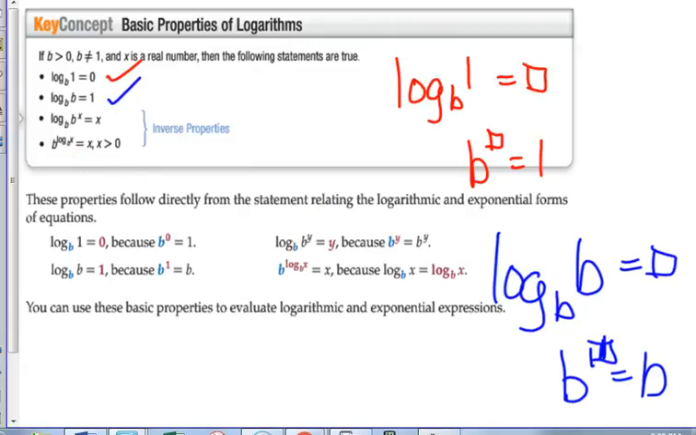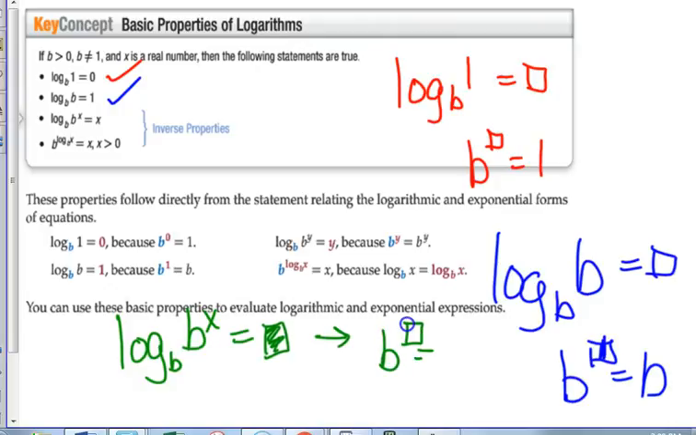These next two, students just kind of memorize that they cancel each other out, but let me talk about this for a second. This says log base b of b to the x. Right now this is written as a log. Rewrite that as an exponent for me, and what would it say? b to some little box equals b to the x. So what has to go in that box? The log base b of b is just 1 basically, so you just get x.